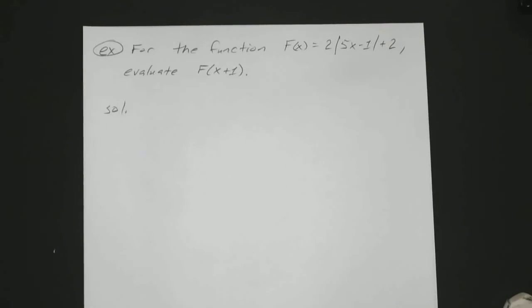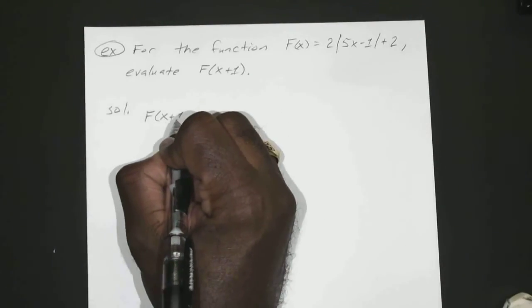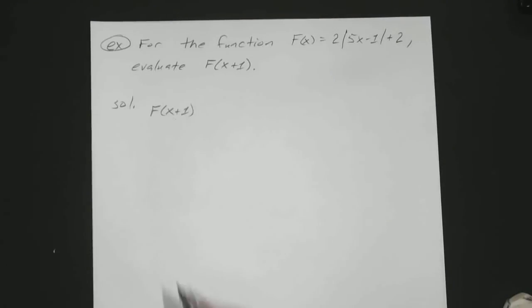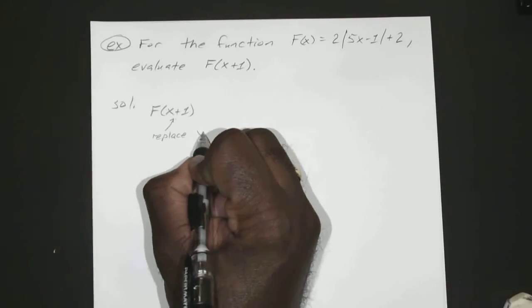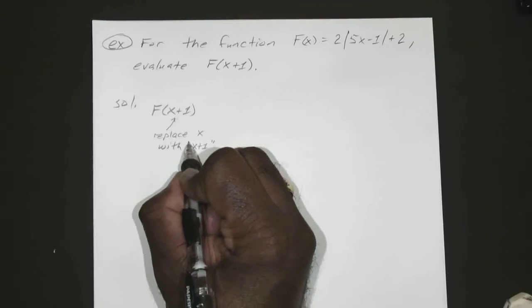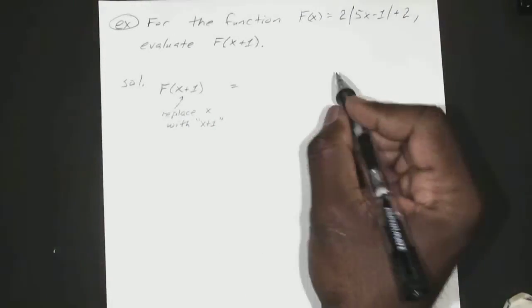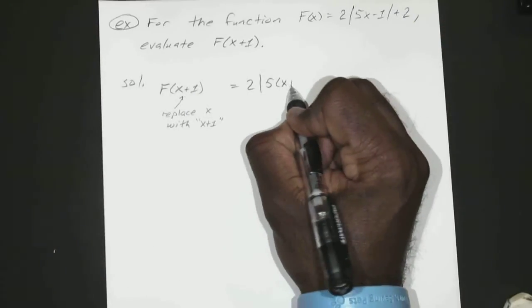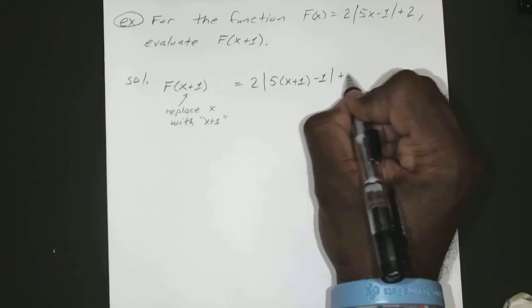Okay. So the rules do not change at all. It's the exact same thing. This just means you're going to replace every x with x plus 1. So your f of x plus 1 is just equal to 2 times the absolute value of 5 times x plus 1 minus 1 plus 2.